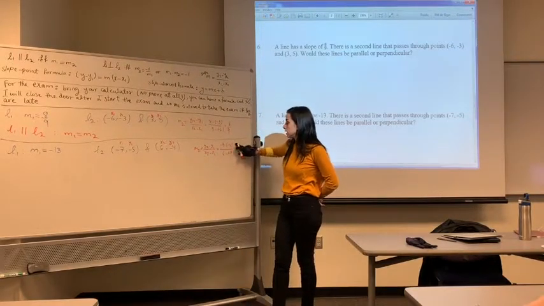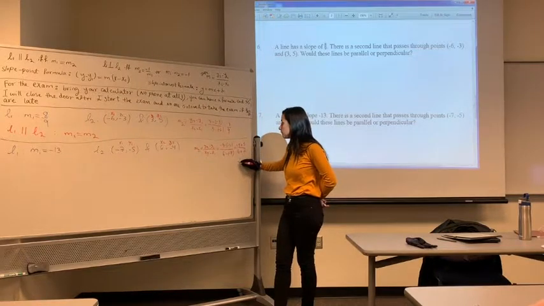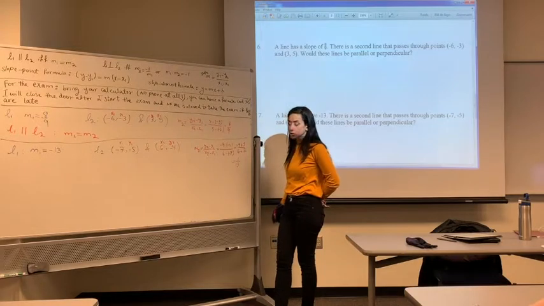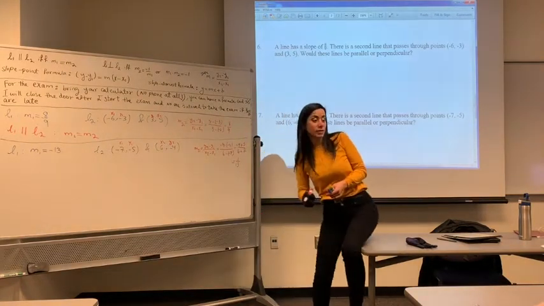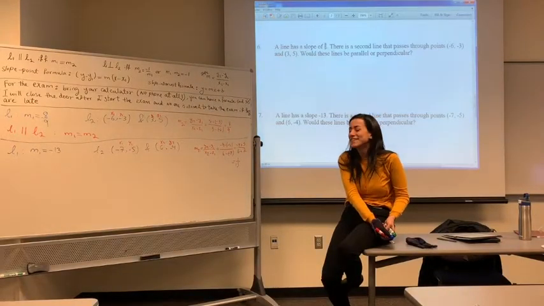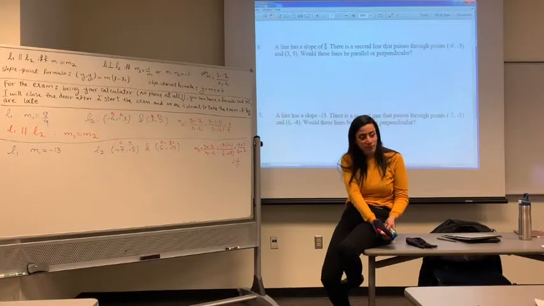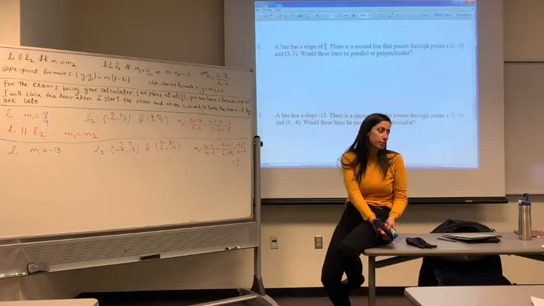So we have -4 plus 5 divided by 6 plus 7. So what we have 1 over 13. So do you see the relation between M1 and M2? No? Yes. M1 is negative reciprocal of M2. Okay? So L1 and L2 are perpendicular. Okay?